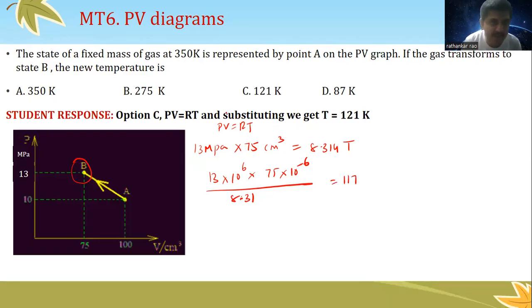Oh my God, I made a mistake here. It should have been 117. Okay, maybe it was an exam paper. So one of the options gives us 121. So usually students mark this one. This is your right answer.